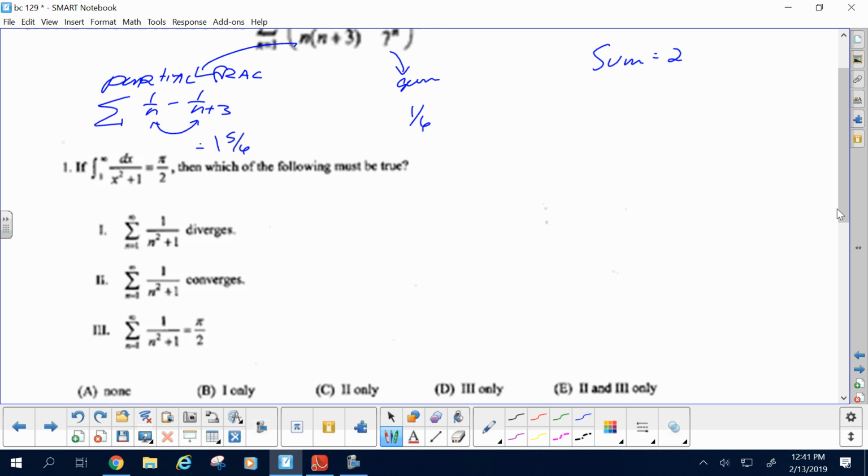If the integral converged to pi over 2, which must be true? The series diverges? No, that's ridiculous. The series converges? Yes. The series converges to the exact same number? No.